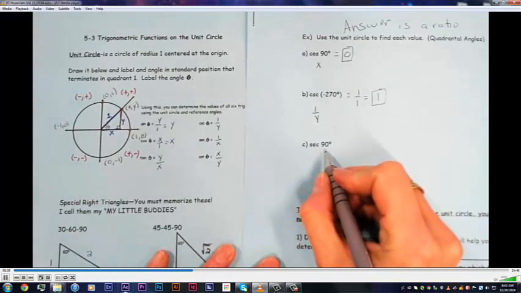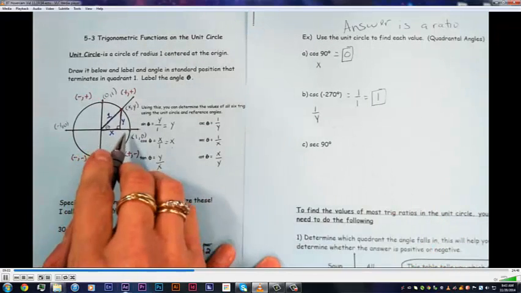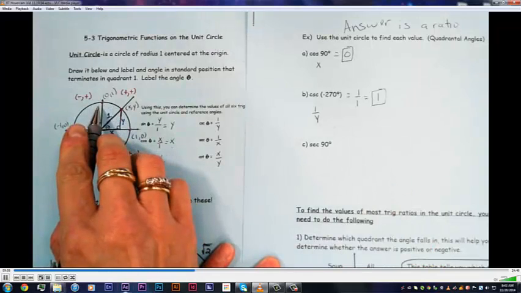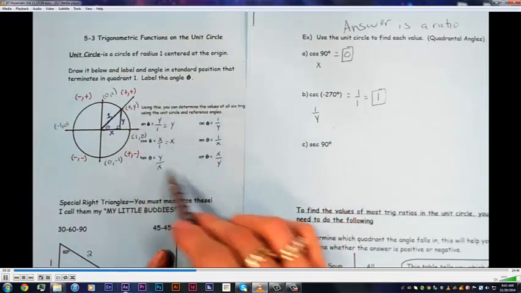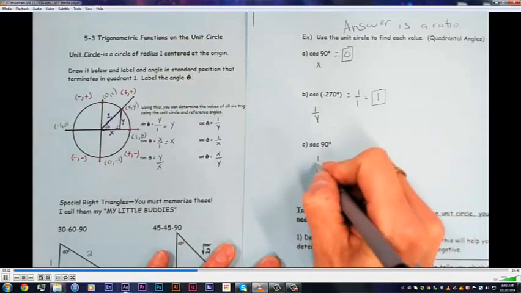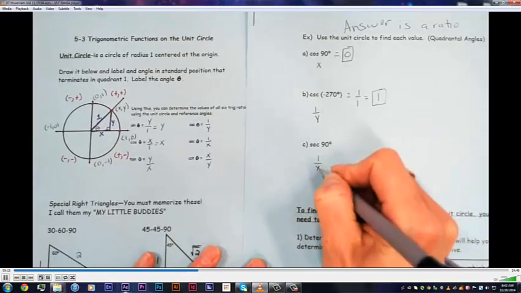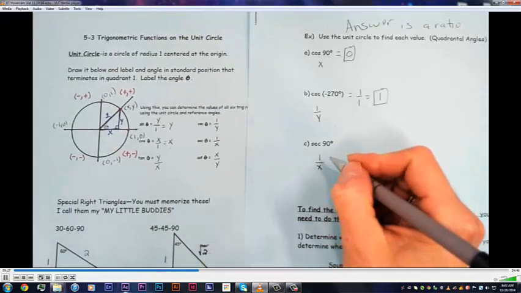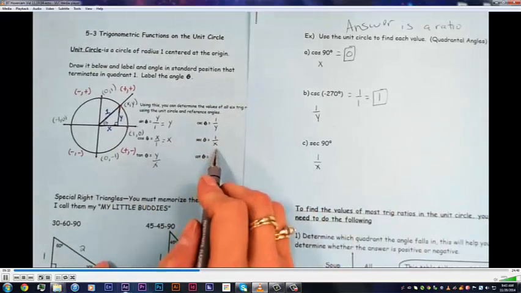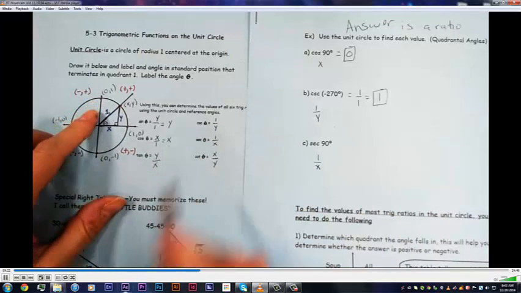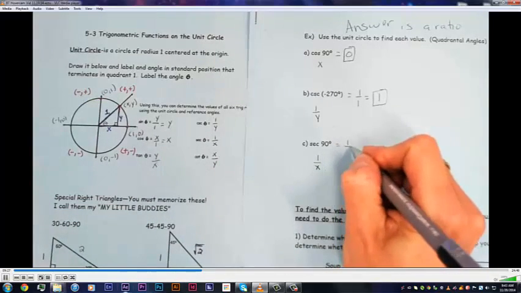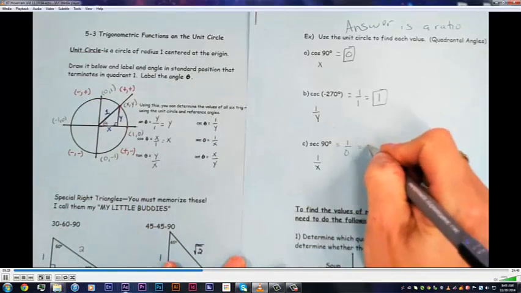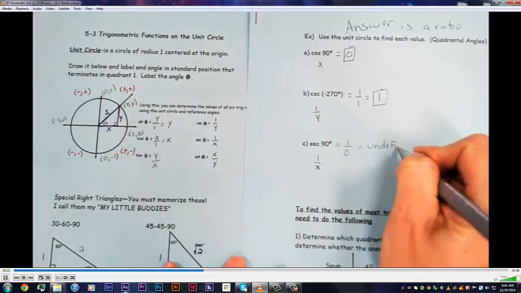Okay, secant of 90. 90 degrees, quadrantal angle, starts at the initial side, positive 90. Then secant, looking at my ratios right here, my ratio for secant is equal to 1 over x. It's the reciprocal of cosine. Cosine is x, so 1 over x. At this particular location, the x value is 0. So we're talking about 1 over 0, which you know you can't divide by 0, so that's undefined.